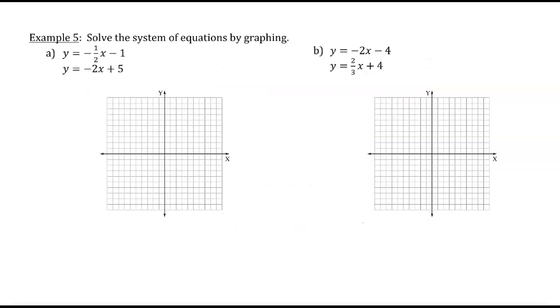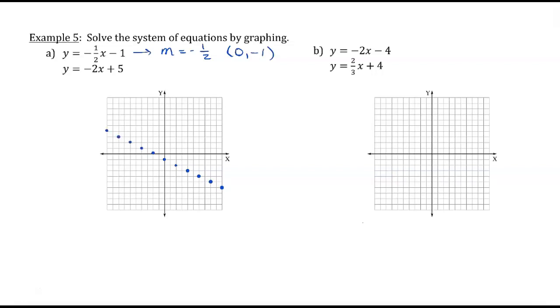Looking at example 5, we are going to solve each system of equations by graphing. That is, we're going to graph both linear equations and find where they intersect. Looking at our first line, we have a slope of -1/2 and a y-intercept of (0, -1). Plotting the y-intercept, (0, -1), we can then use the slope to plot more points. We have a rise of -1 and a run of +2. This is equivalent to a rise of +1 and a run of -2.